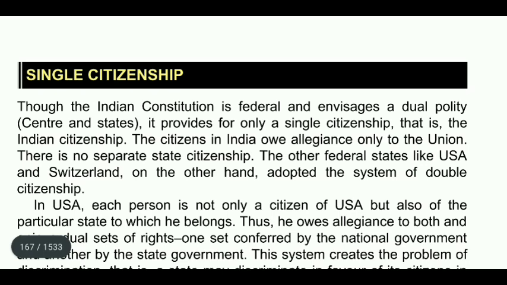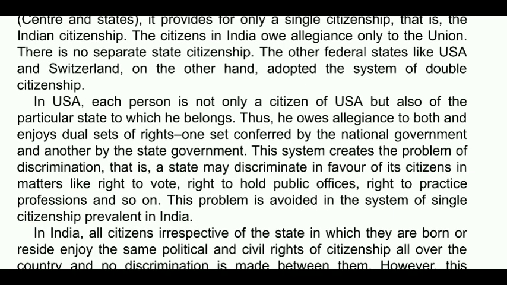Now, single citizenship. Though the Indian constitution is federal and envisages a dual polity, center and states, it provides for only a single citizenship, that is, the Indian citizenship. The citizens in India owe allegiance only to the Union. There is no separate state citizenship. The other federal states like USA and Switzerland, on the other hand, adopted a system of double citizenship. In USA, each person is not only a citizen of USA but also of the particular state to which he belongs. Thus, he owes allegiance to both and enjoys dual sets of rights, one set conferred by the national government and another by the state government.